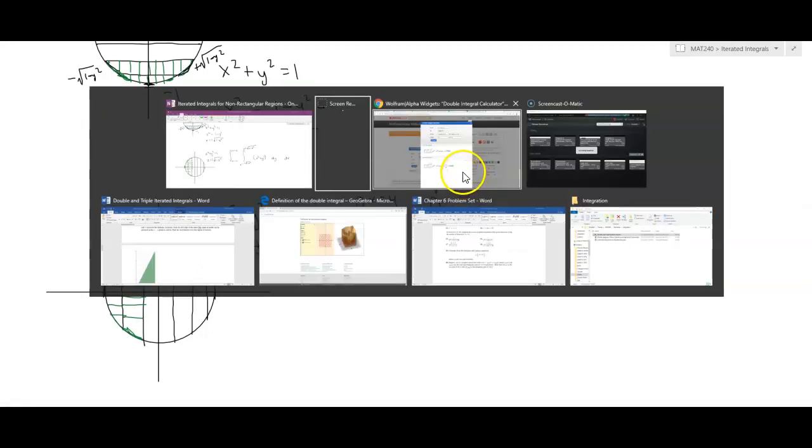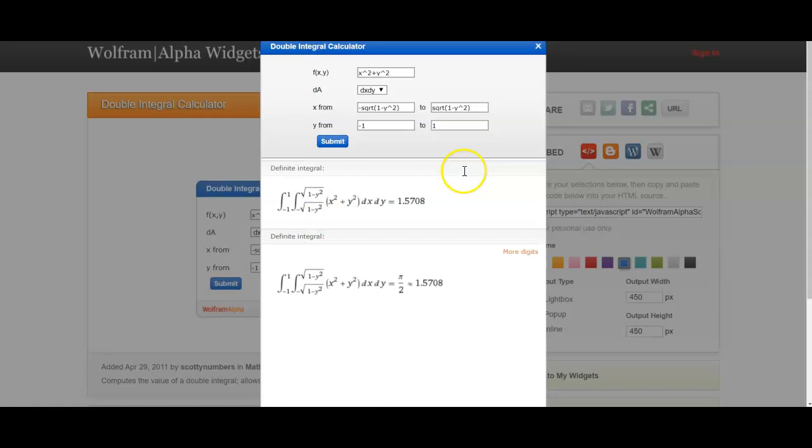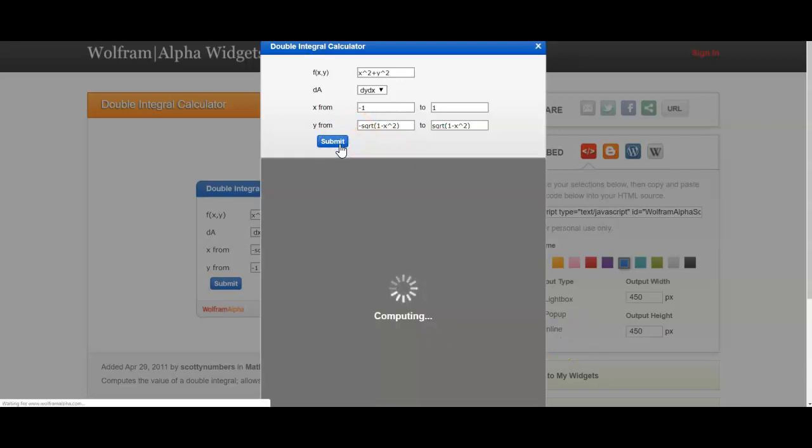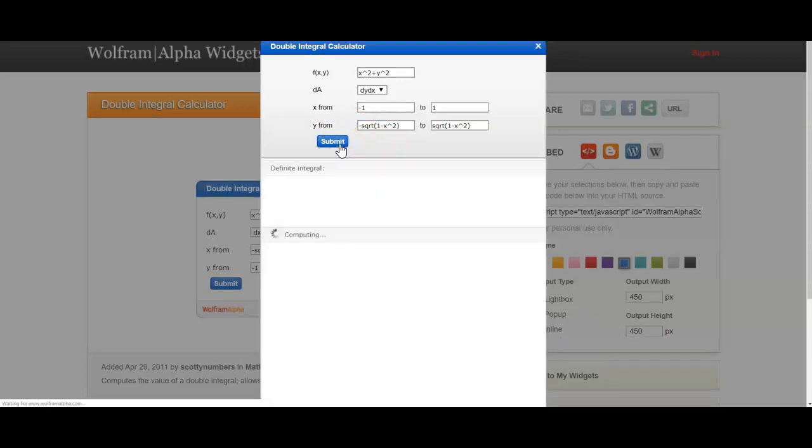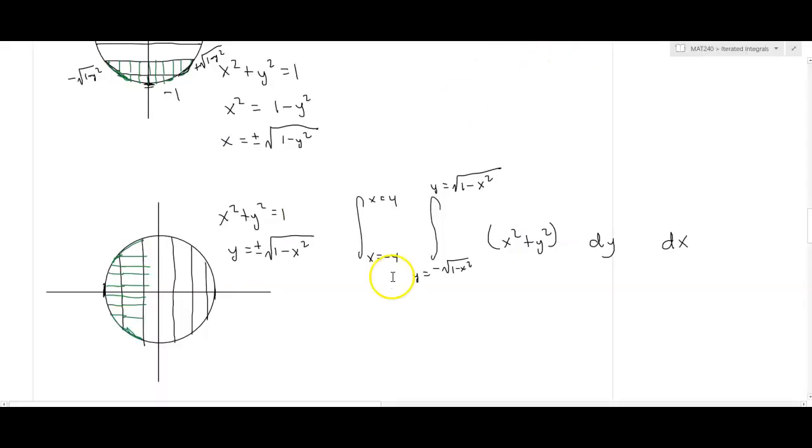And we can compute this in our Wolfram Alpha app. We just need to change dx dy to dy dx, and I'm just going to go ahead and cheat here and copy that. So this goes from negative 1 to 1, and this is going to go from negative square root of 1 minus x squared to the square root of 1 minus x squared. If we've done everything correctly, we should get the same answer as we did before. And we get, lo and behold, the same answer, 1.57.